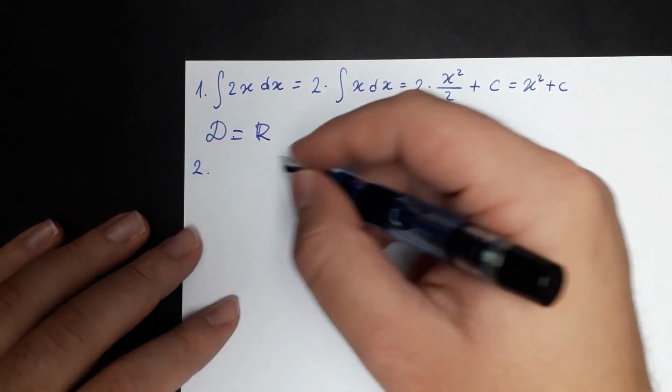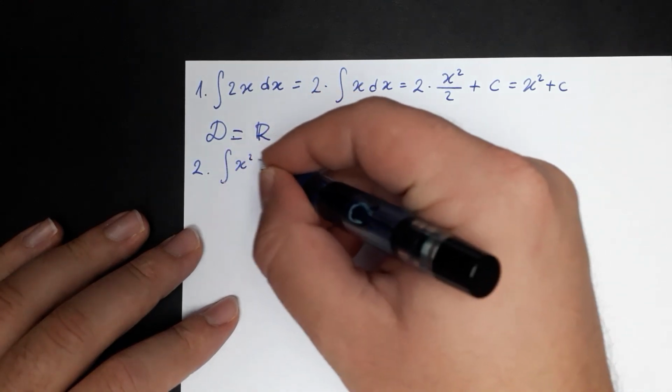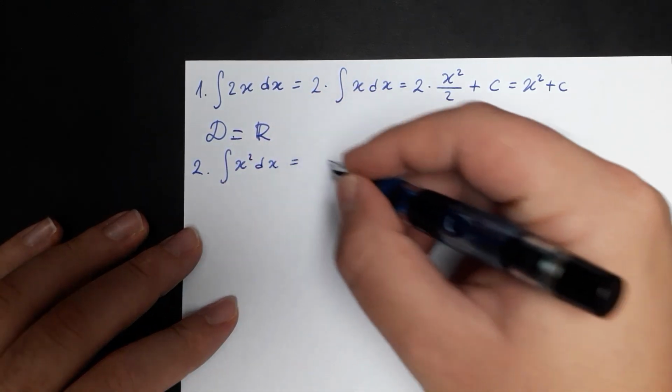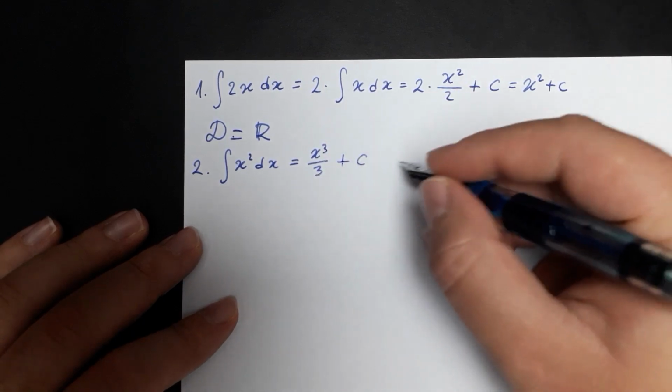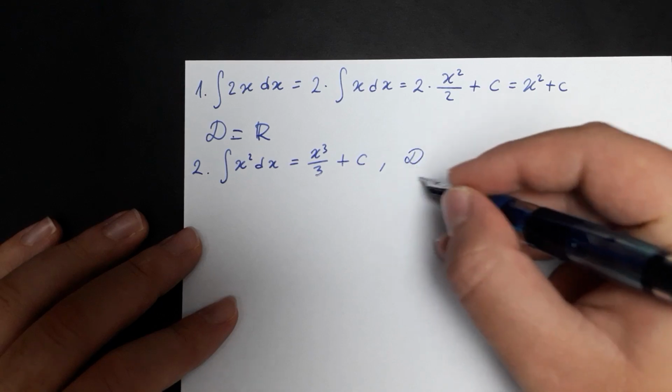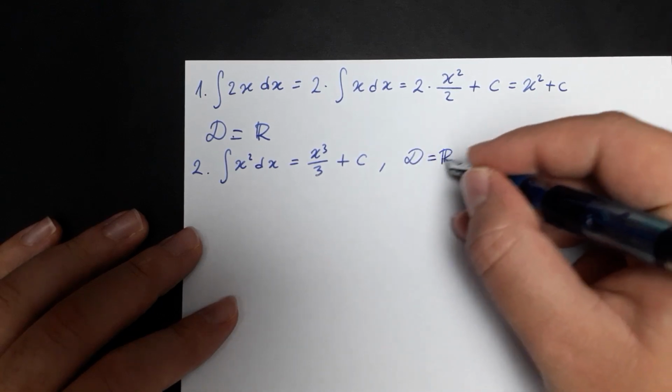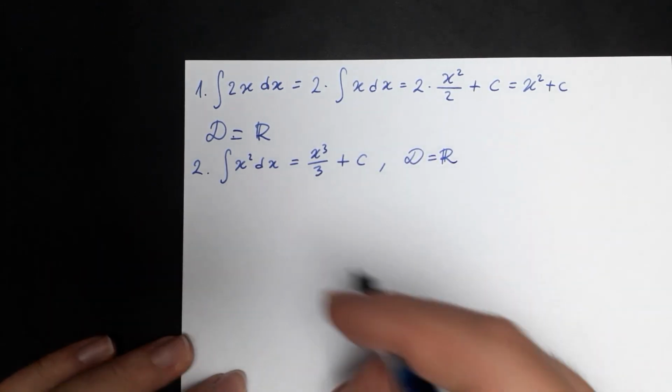The second integral on our list is x squared dx, which is equal to x cubed divided by 3 plus c, and of course the area in which this integral is defined is the entire set R of real numbers.